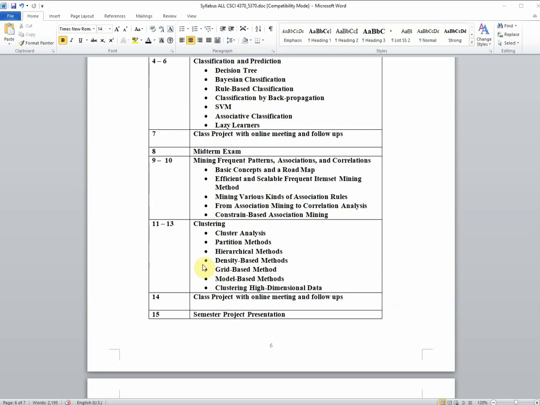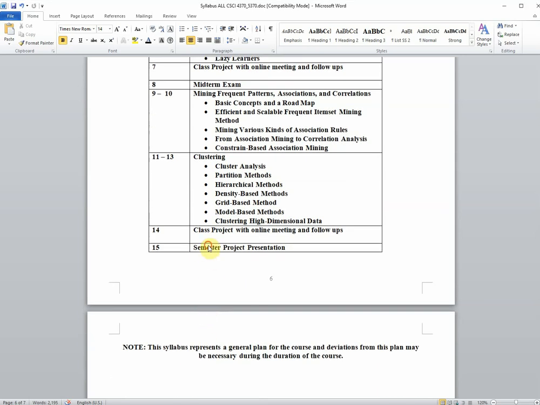Then we will look into the last category in data mining, which is clustering. So we will try to group things together and find some information from each group. And that will be the last major topic we want to discuss. It will take about 3 weeks to finish that discussion. And then we will do the second project, a research project with follow-up and meetings, and then we will come into the final exam. So it's not really a semester project presentation. It's actually going to be the final exam over here.